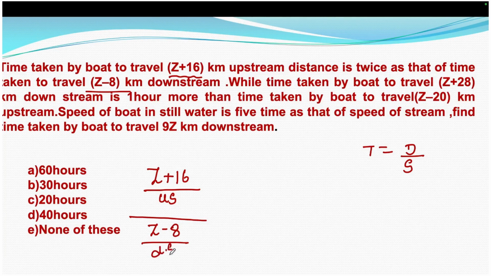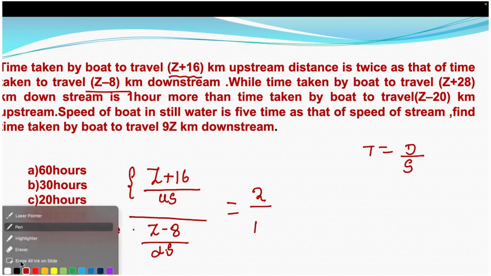So this is also time. This is the upstream time. Distance by speed is the upstream time: upstream distance traveled with upstream speed is the upstream time. It is downstream distance over downstream speed. The time ratio in the question is given as 2 by 1. That is the first statement. From the first statement I got that.